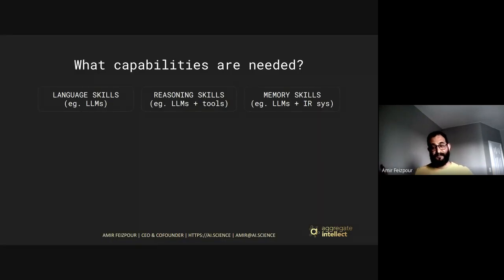So what do we need to be able to think and experiment? Well, we need language skills, we need reasoning skills, and we need memory skills. And large language models, amazingly, are enabling us to do almost all of these.